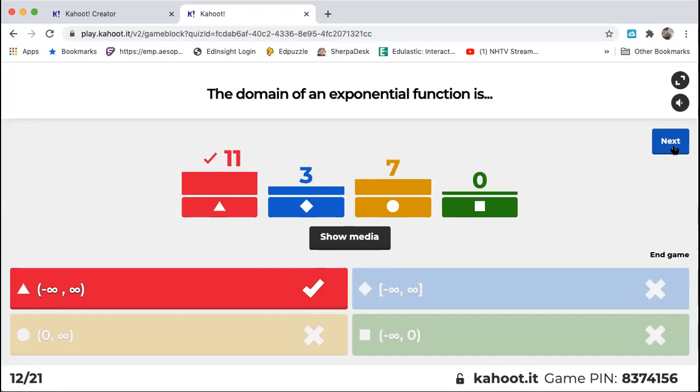The domain of a log function is 0 to infinity. So the log, remember, you can't have a negative number or you cannot have 0. So the domain for a log function is 0 to infinity.